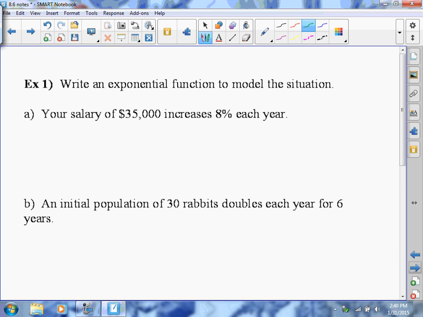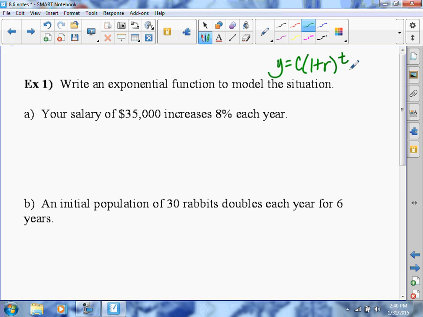We've got 4 examples that we're going to go through. And for example 1, they just want you to write the function. So we're not going to solve it or anything like that. We're just going to practice writing it. Okay, so we want to make sure that we know where everything goes in that generic equation that we had. And that was y equals c times 1 plus r to the t. So as we're reading through these scenarios here, we need to look for our initial amount and our rate and our time. So those are the 3 pieces of information that we need.